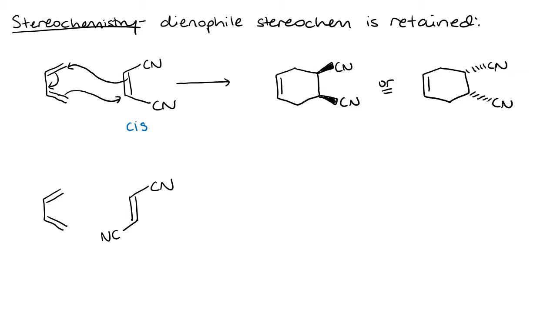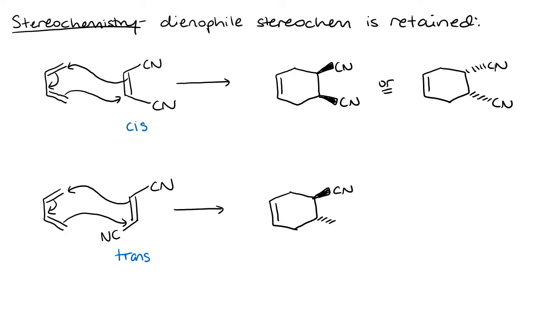Now with our second example, our dienophile is in the trans conformation. So our diene will react. We will form our 6-membered ring. Then we need to indicate the two CN groups as trans by making one a wedge and one a dash. Now you should recognize that this is a chiral molecule. There is no plane of symmetry. So that means we would also form this molecule's enantiomer.